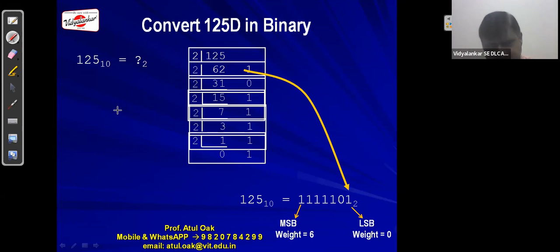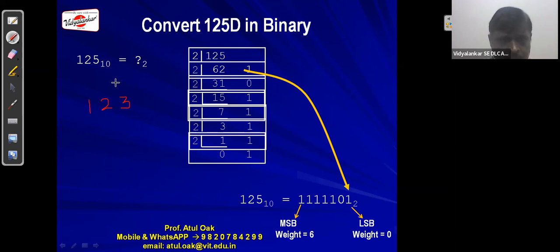In school days, we used to say units place, tens place, hundreds place, and thousands place. Very fundamentals. Say for example, if this is my number, my number is 123. I'm talking about a decimal number.